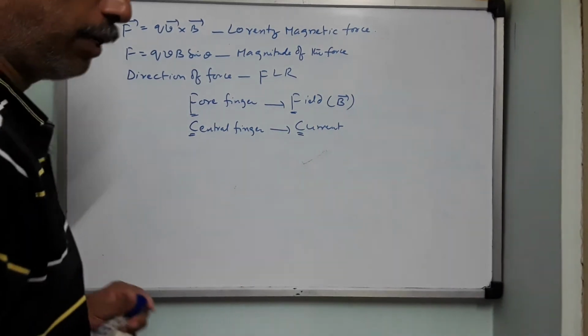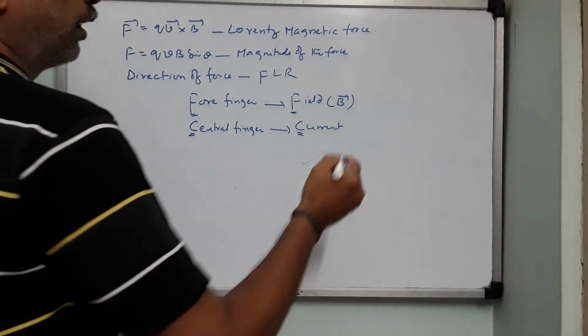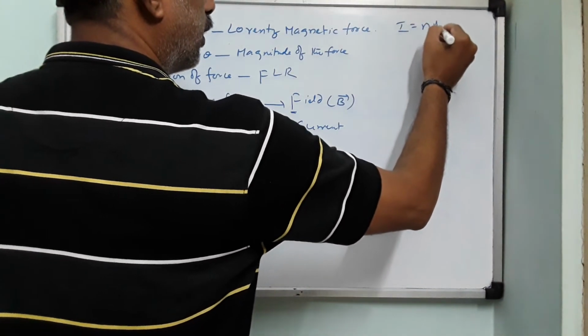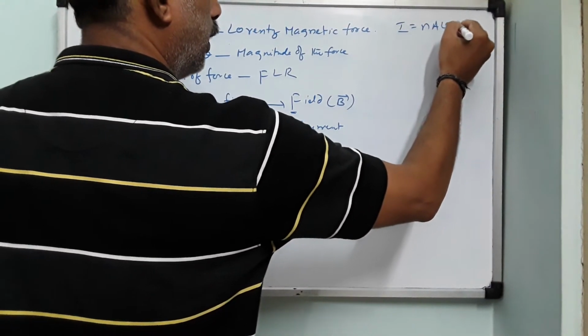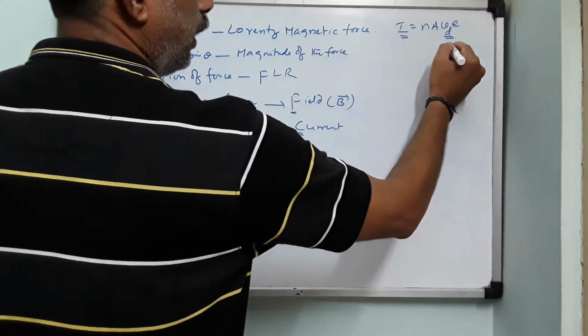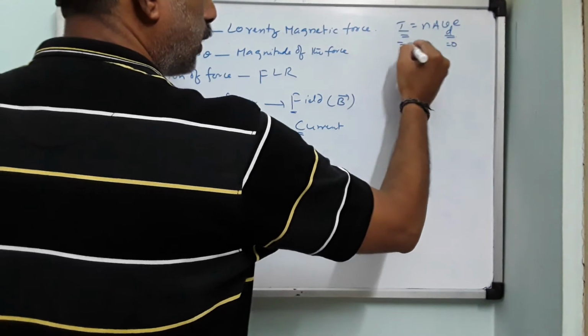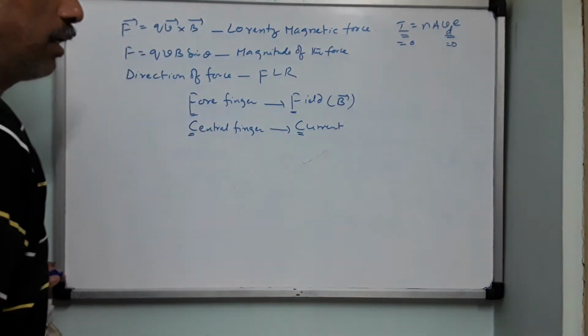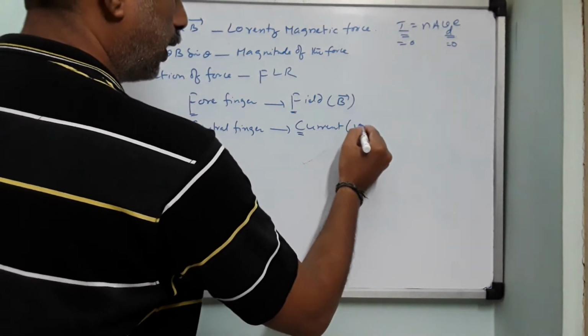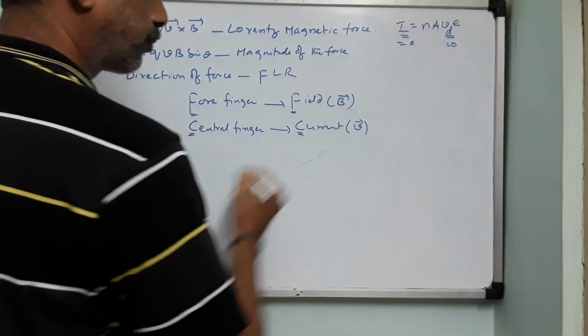Now current is obtained due to drift velocity only, that we have studied in current electricity with the equation I equals n A e v_d. So wherever there is a drift velocity, there is a current. If drift velocity is 0, current is also going to be 0. So the direction of current and the direction of drift velocity are the same. So I am writing it as V in the bracket.